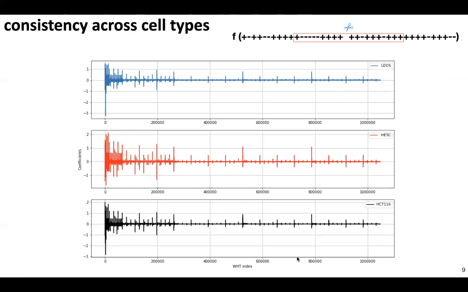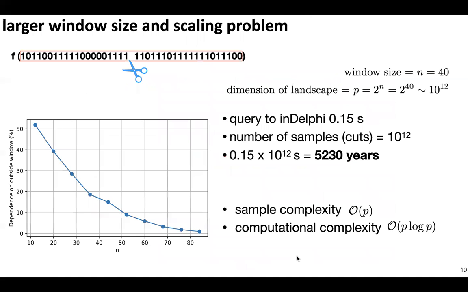But what if we want to look at a larger window size around the cut? And really the question is, what window size should we look at? In order to address this question, we have the plot on the left. The plot on the left tells us that one needs to look at a window size of at least 40 in order to reduce the effect from the sequence outside the window to below 20% in the worst case.